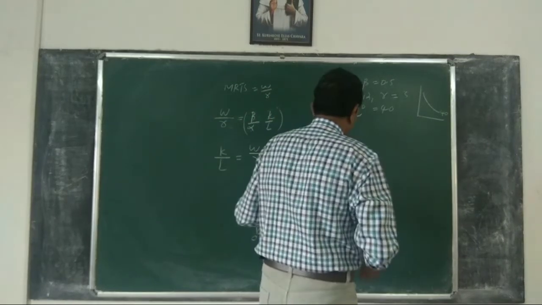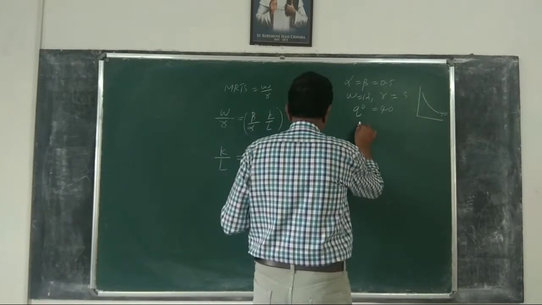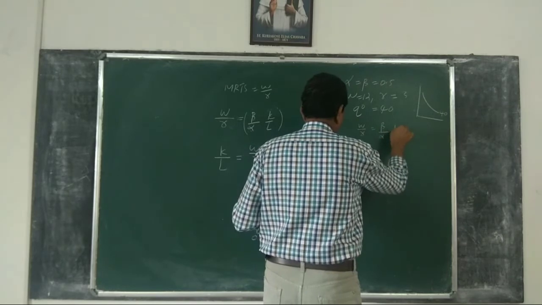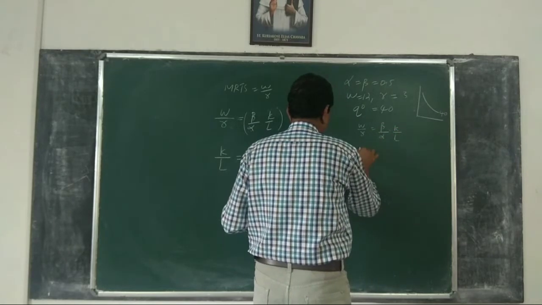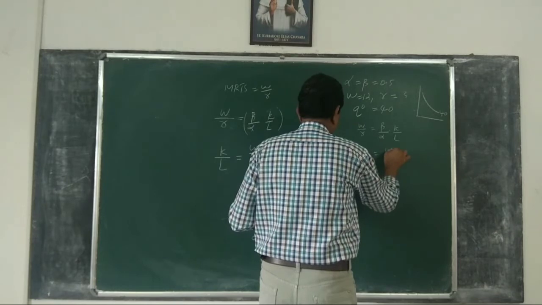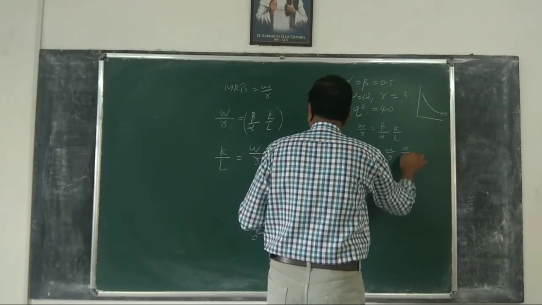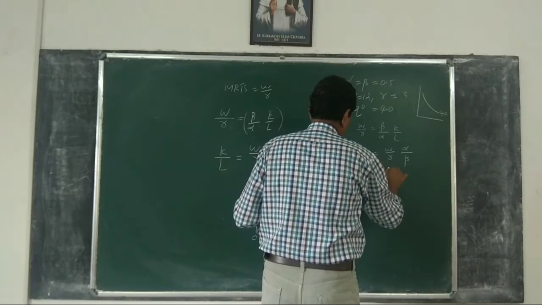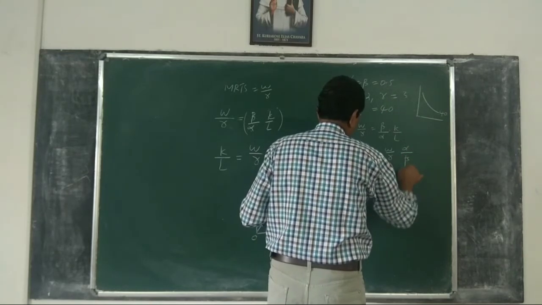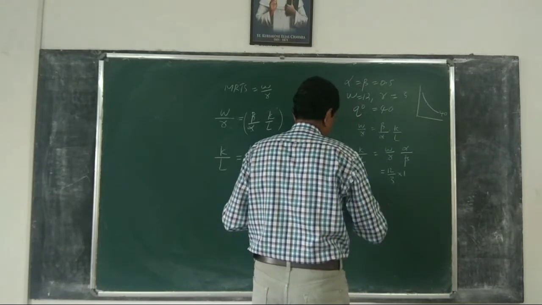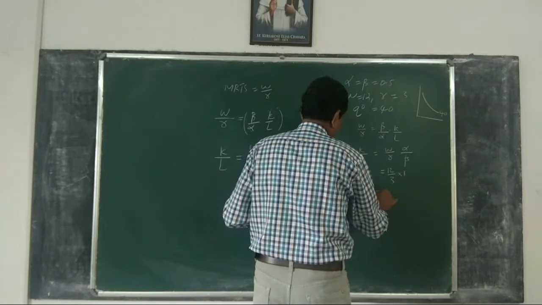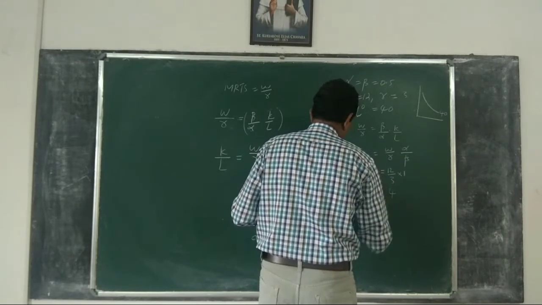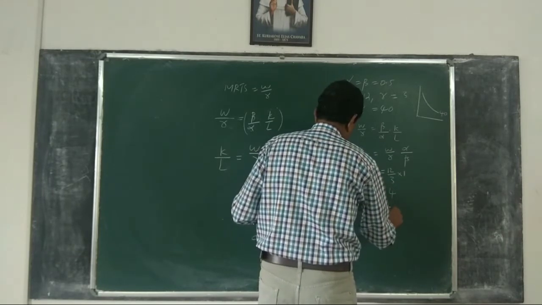To find this out, the equilibrium condition is W by R is equal to beta by alpha into K by L, and K by L is equal to W by R into alpha by beta, which is 12 by 3 into 0.5 by 0.5. So K by L is equal to 12 by 3, that is 4. So K is equal to 4L.